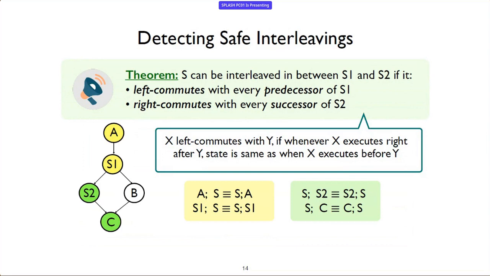And because C is a successor, we're also going to check whether S right commutes with C or not. And if they do, if all of these program equivalences hold, then that means S can be interleaved between S1 and S2. And how do we perform these commutativity checks? Well, as you can see from this example, performing this commutativity check essentially boils down to proving equivalence between a pair of code snippets. So essentially, this boils down to proving a relational Hoare triple.